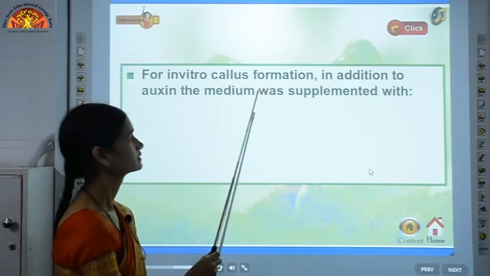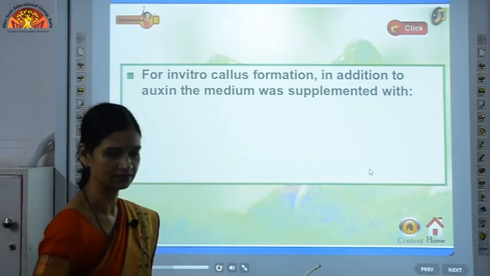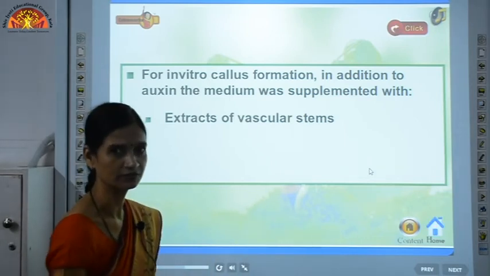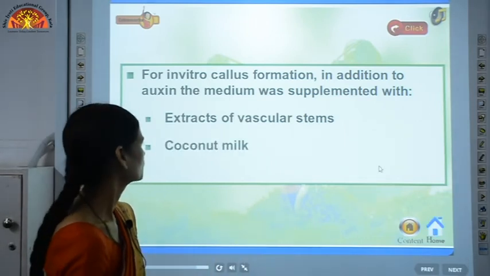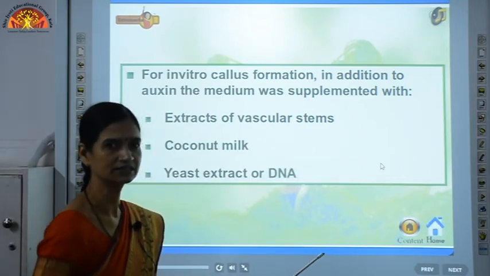For in vitro callus formation. In addition to auxin, the medium was supplemented with, मीडियम में और हमने कुछ चीज़ें ऐड की, that is extracts of vascular stems, coconut milk and yeast extract or DNA. So these things were added.